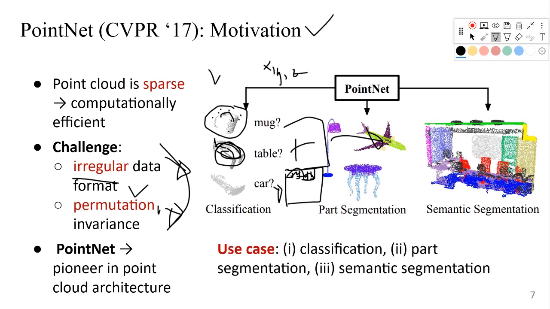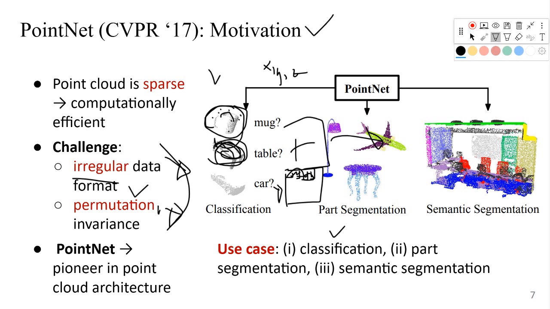Let's see the use cases of PointNet. The use cases that they demonstrate in their paper are, first, classification. Given any point cloud, we want the network to recognize the class of this point cloud. Is it a table? Is it a car? Is it a plane? And so on and so forth.